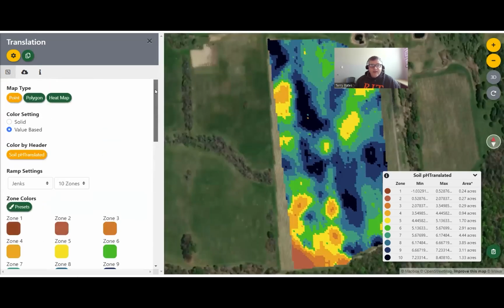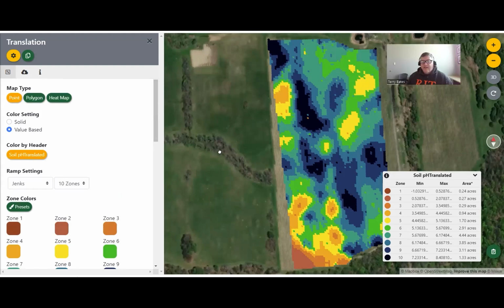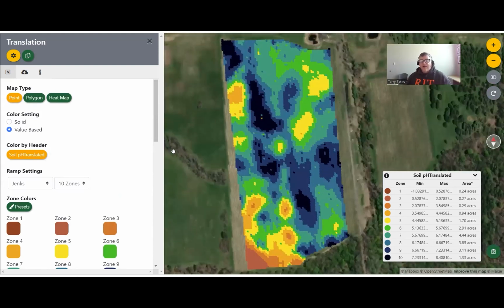Okay, so now we have translated our electrical conductivity map into a predicted soil pH map. So we can see that these blue regions have higher soil pH and these red regions have lower soil pH.